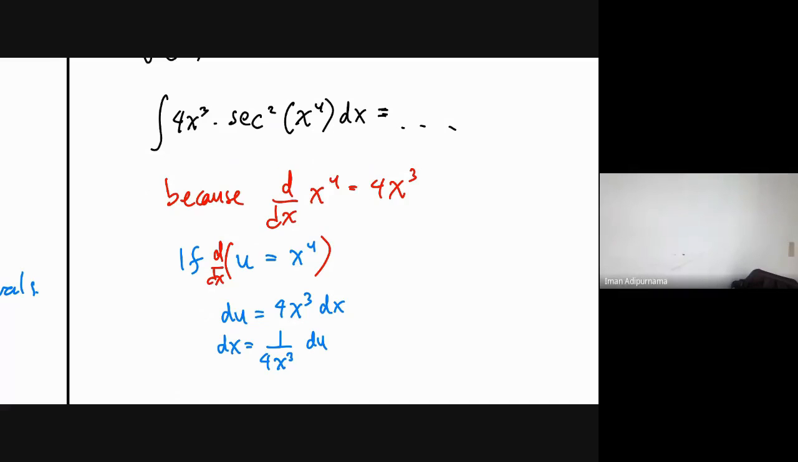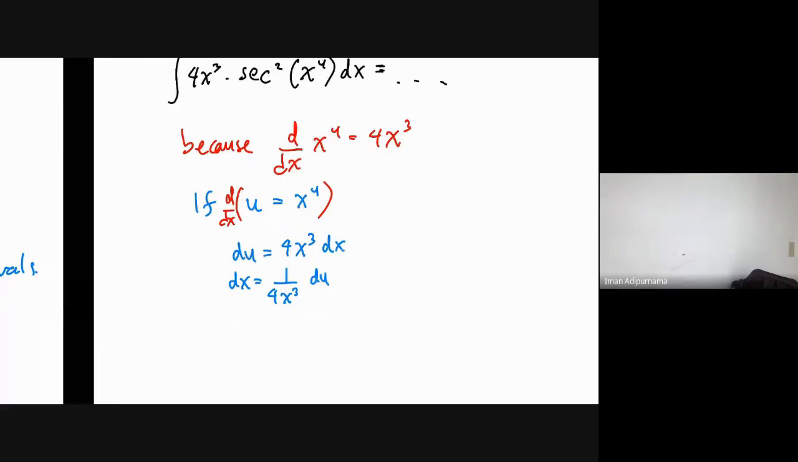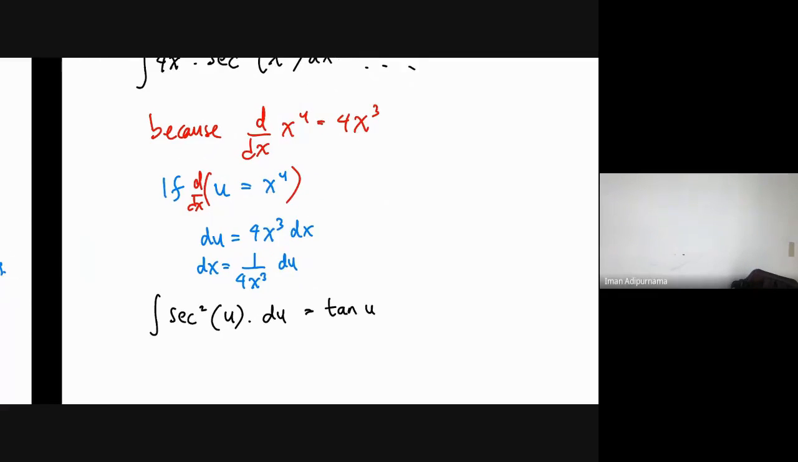Let's say the other variable is u. So we can have this. Let's say this is u, and then this becomes du. And if we just have this simple form, secant squared of some variable, we just get this tangent u, right? And tangent u is tangent. Let's put back the x to the fourth. And don't forget plus c.